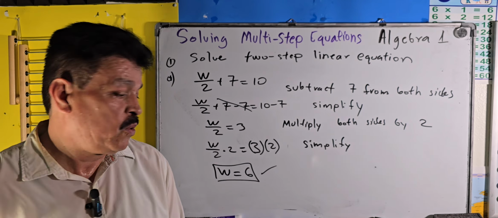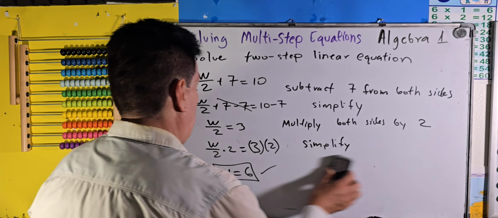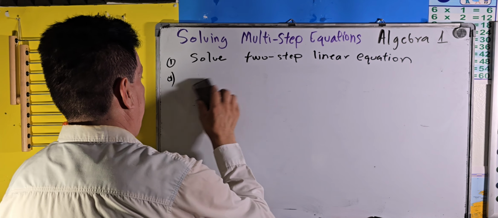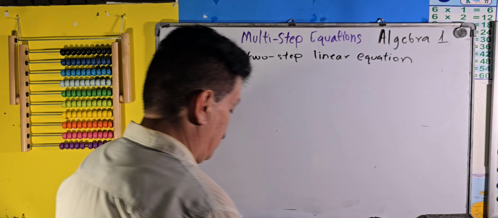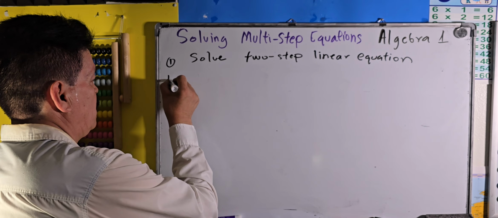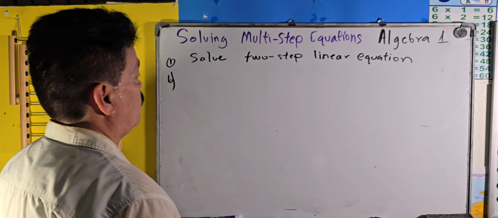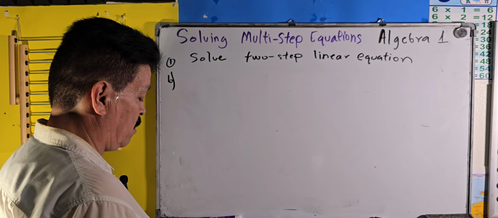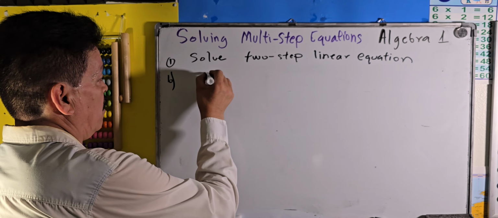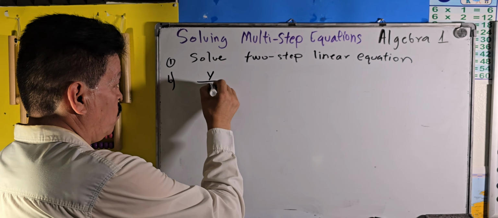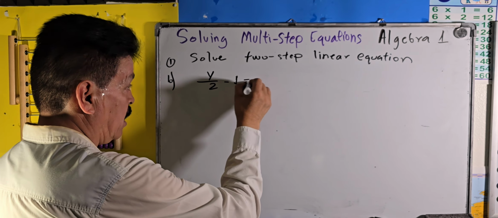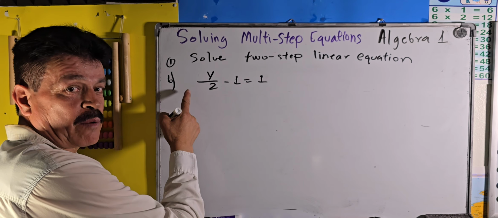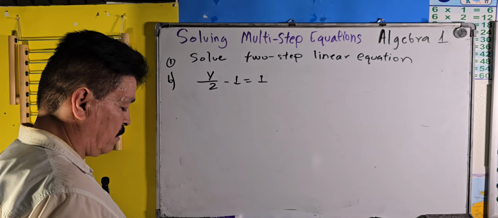Let me show you another example. I will show you a couple of examples in each section. The problem number 2 in this section, two-step linear equation. So we have our problem y divided by 2 minus 1 equals 1. We have to find the variable. What is the variable y? How much is the value?